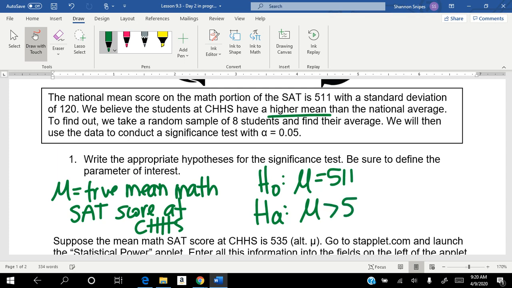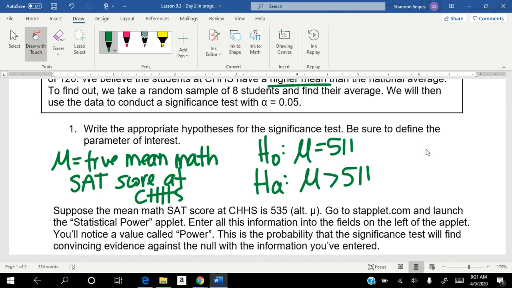so greater than 511. Well, let's suppose that the mean math SAT score at Corinth is actually 535. That is the true value of our alternative mean. Now, our alternative is saying we're suspicious that our scores are higher than the average. But now suppose we were able to calculate every single person's SAT math score and we got a mean of 535. So our alternative would be true because the true mean of our scores at Corinth is 535.